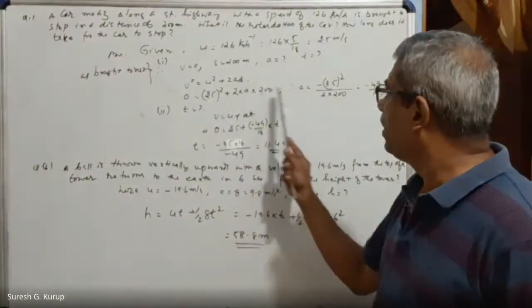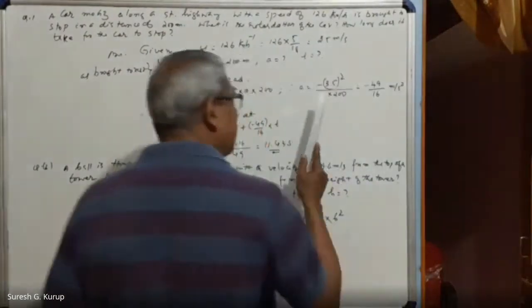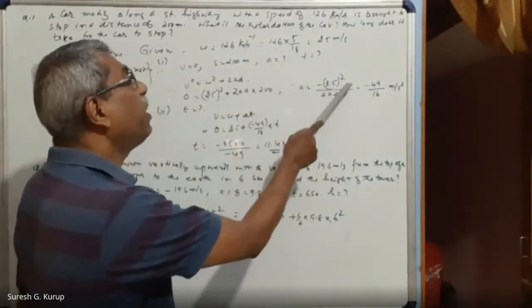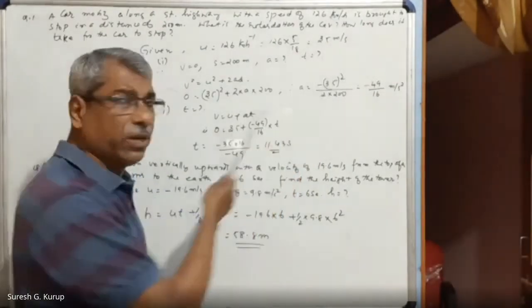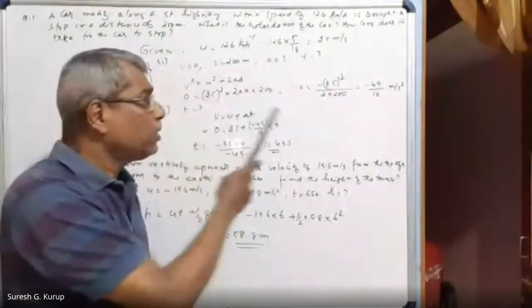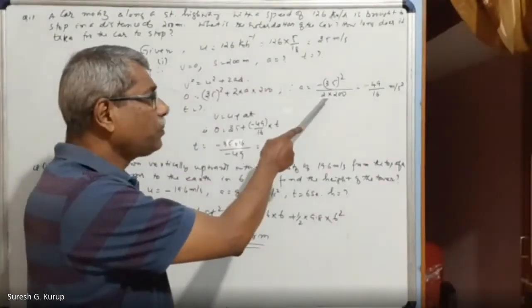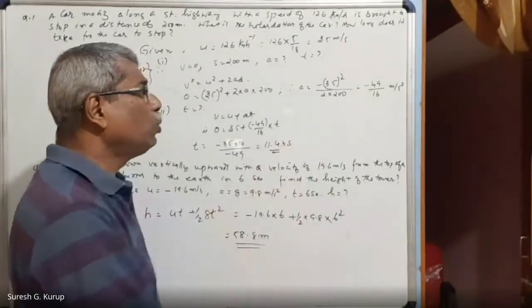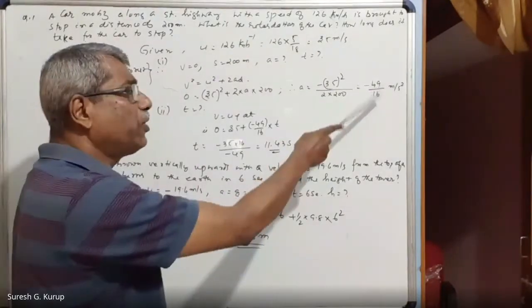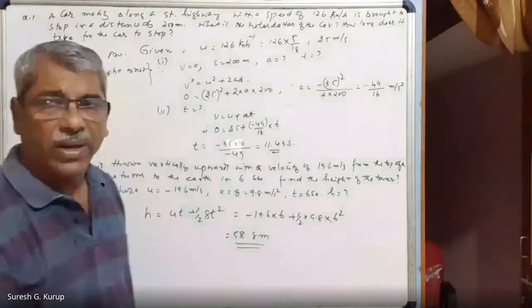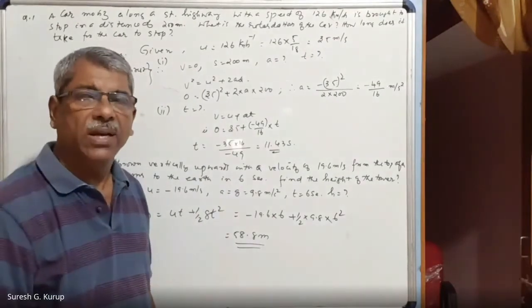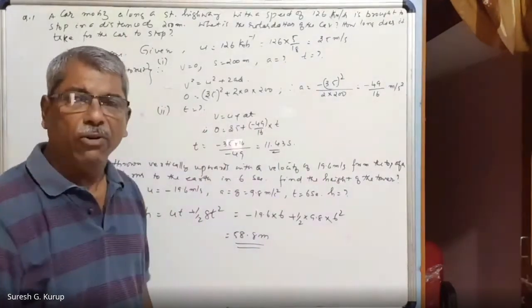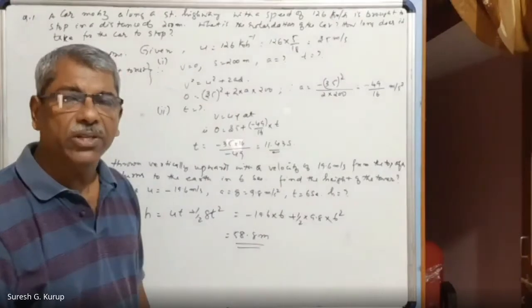So now a is found to be equal to minus 35 square divided by 2 into 200, which is equal to minus 49 by 16. Why is there a minus sign? Because when the body is brought to rest, it retards with uniform retardation and finally it stops. It is retarding, that's why.